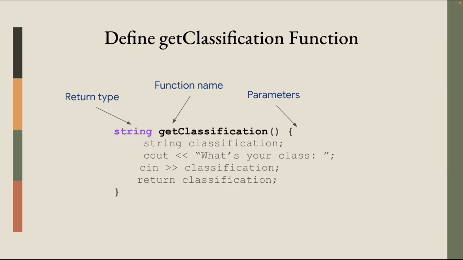Just like we always do, we create our storage for this input. We prompt the user for the input, and then we store it. Once we store it, we have everything we need. We fulfill the requirement for getting the classification. We just return it back. Since we promised we would return a string, we have to have this statement here that actually returns that string.